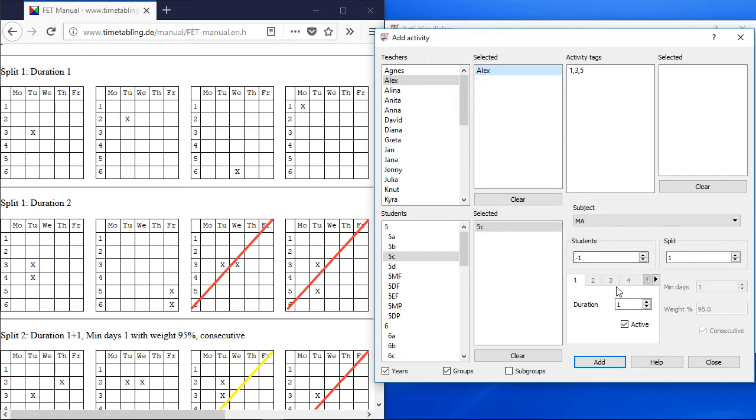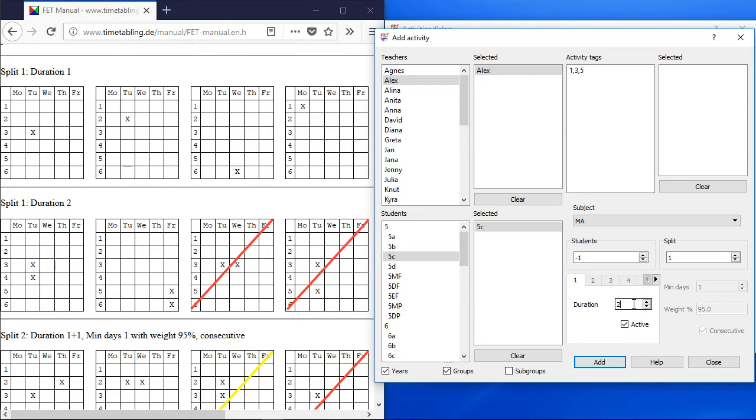How will an activity look if it isn't split but has a duration of 2? There will be 2 consecutive slots used at a random day. So it might look like the 2 examples on the left. But it will never look like the 2 examples on the right. This example will never occur, because the used slots are not consecutive. This example will never occur, because the duration will never split across different days.